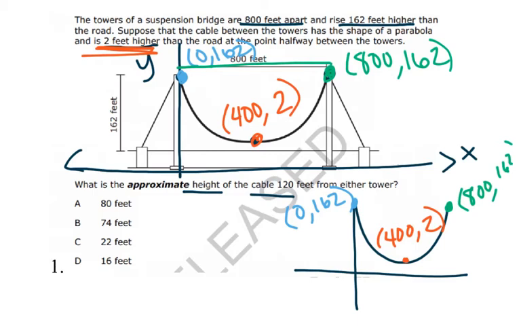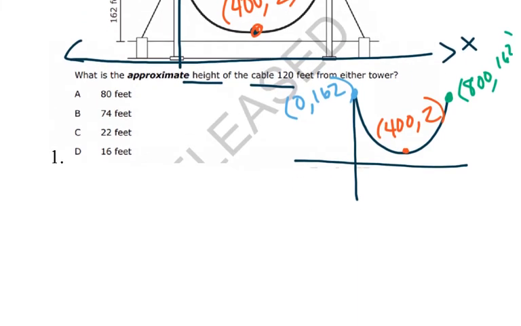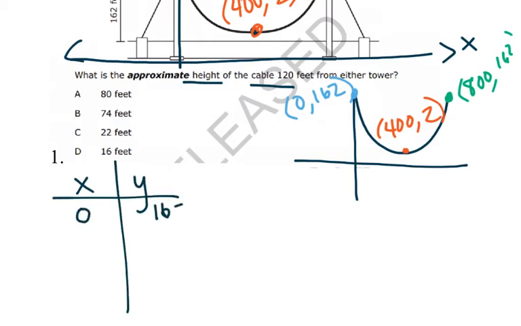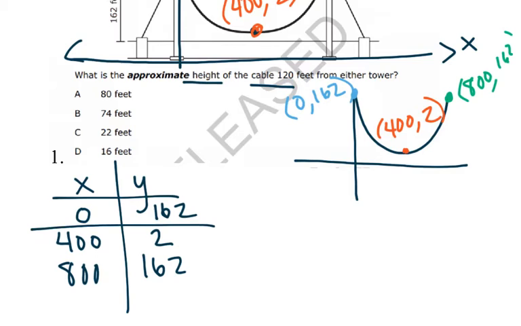So here's what I'm going to do. I'm going to make us a little table. So x and y. I have an x-coordinate of 0, a y-coordinate of 162. I have an x-coordinate of 400, a y-coordinate of 2, an x-coordinate of 800, a y-coordinate of 162. I want you to take this data and come up with a curve of best fit, just like we have been in the previous problems. So pause the video and come up with the curve.